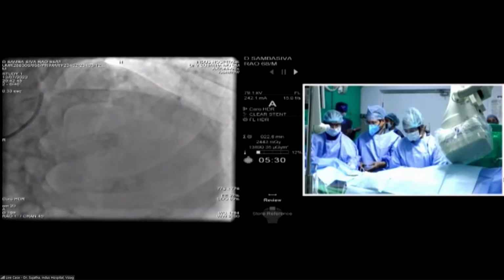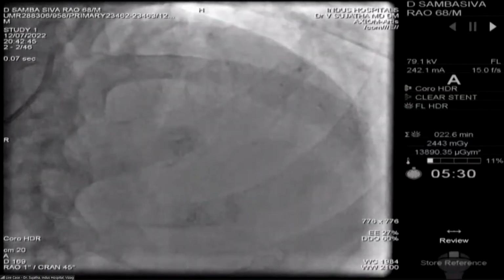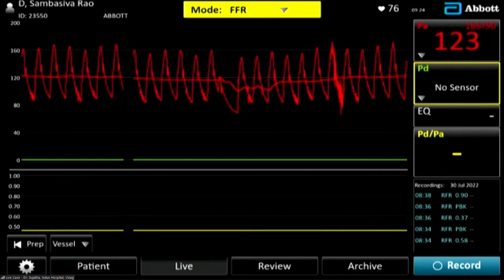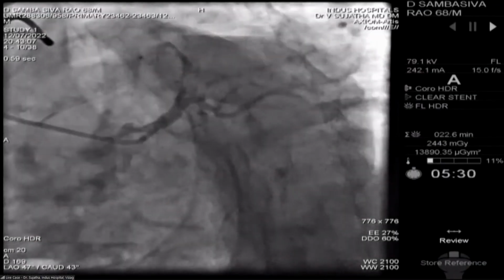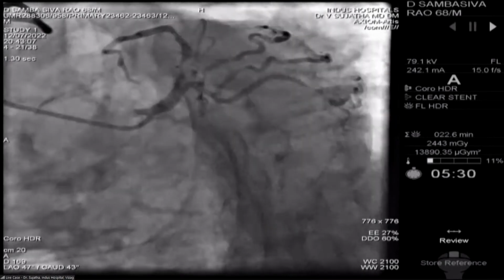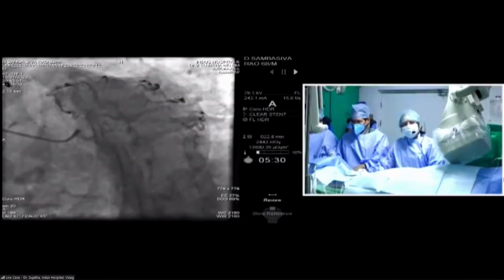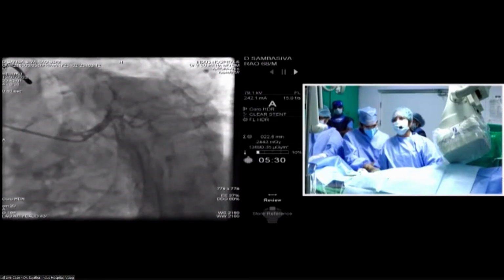So should we do an FFR? Because we are moving away from FFR in ACS situations. But should we do an FFR in this situation where we have tortuous OMs? Can you show the next slide? I would like the panel to discuss what we should do. Should we do the FFR of the OM? Should we stent from the left main across the circumflex, crossover stenting, and the calcium modification strategy? What are we going to use?